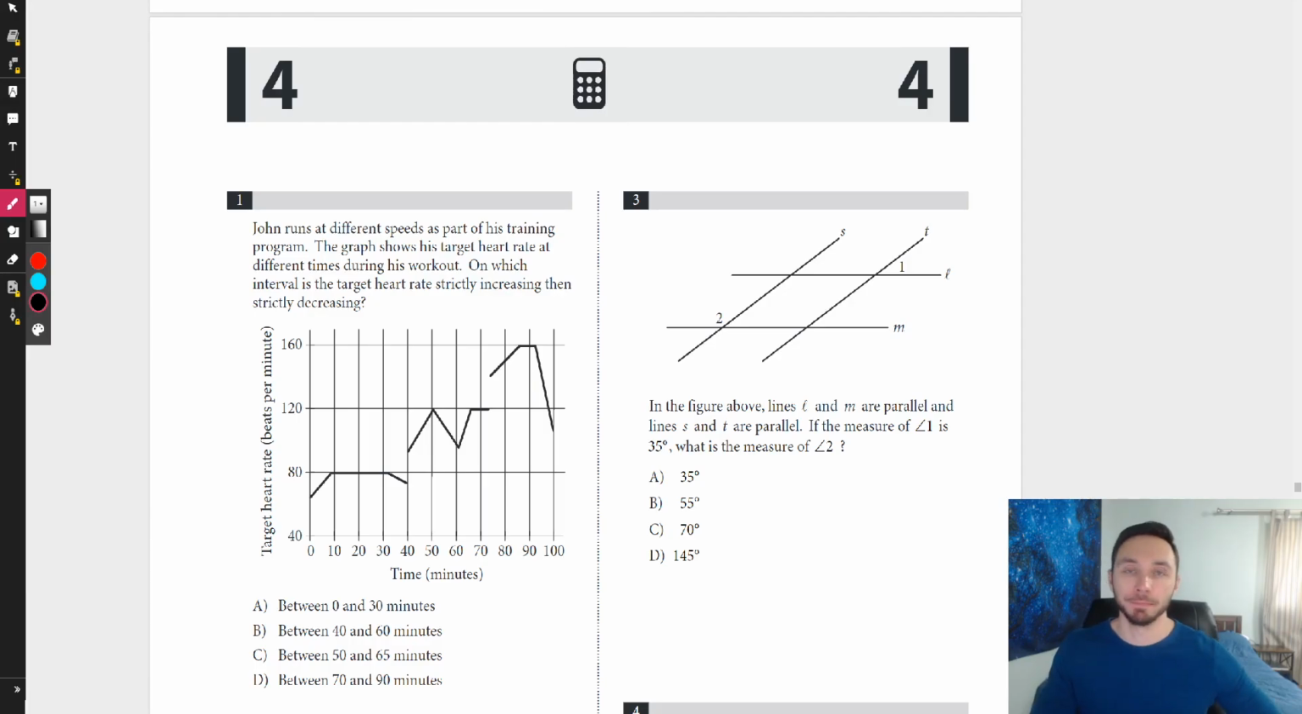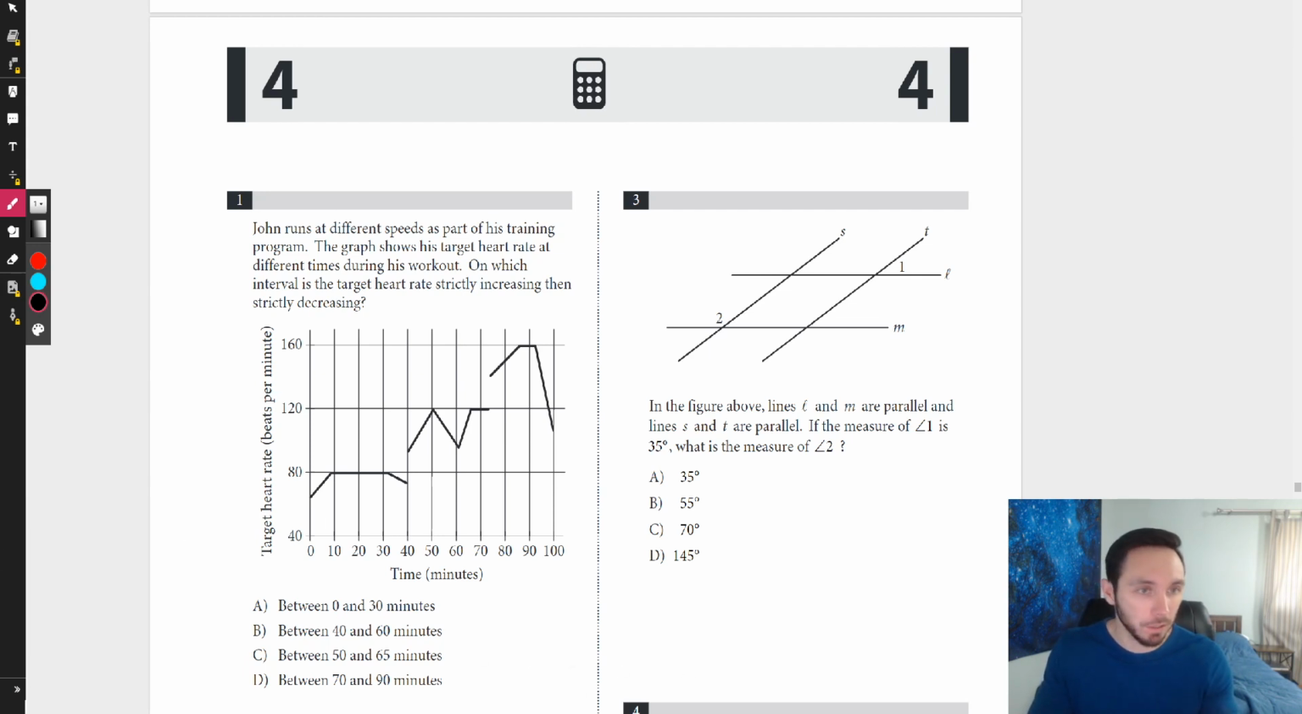Hey, math people. Let's build some graphical intuition. What I have in front of me is the SAT practice test number 1. It's the first one, so you can type in practice test, practice SAT, enter the very first test. And I have the calculator portion. I want to take a look at that. I want to build some graphical intuition with you guys.